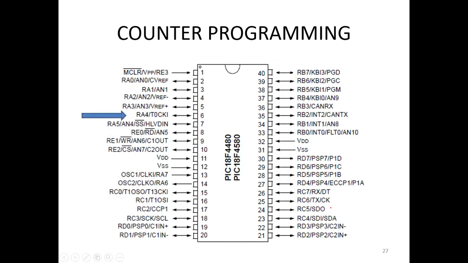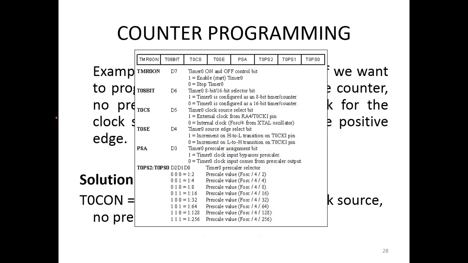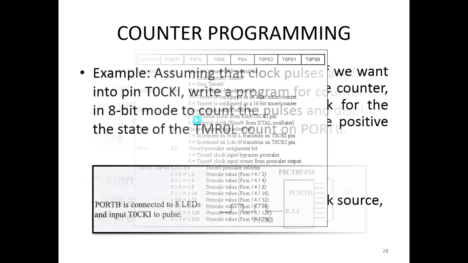So this is our pin. If you have a sensor, for example, you have to connect this sensor to the pin number RA4. So here we have the external clock source. This is our timer 0 control. You have just to select the timer 0 clock source, and you have to make it external.